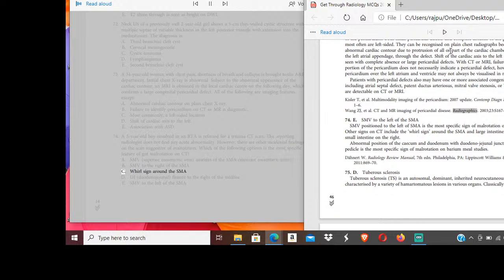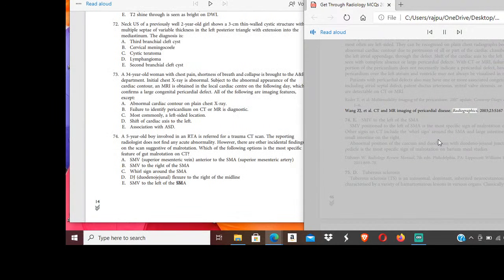SMV to the right of the SMA, whorl sign around the SMA. DJ, duodenojejunal, flexure to the right of the midline. E. SMV to the left of the SMA. Radiographics 2003, 23, S167-S180. 74. E. SMV to the left of the SMA.